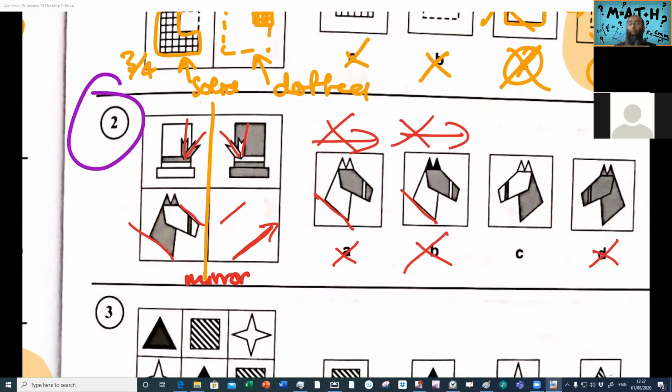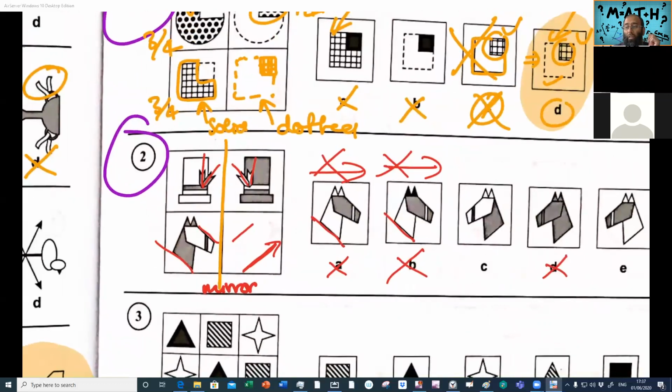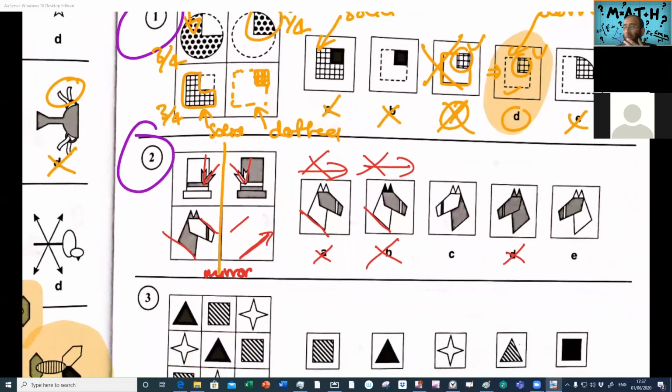Okay, Aisha, can you explain to the class why it is definitely not D straight away? Because D is all grey and you're meant to swap the colours. Fantastic. You're meant to swap the color, so D can't be the answer. It is impossible to be the right answer.